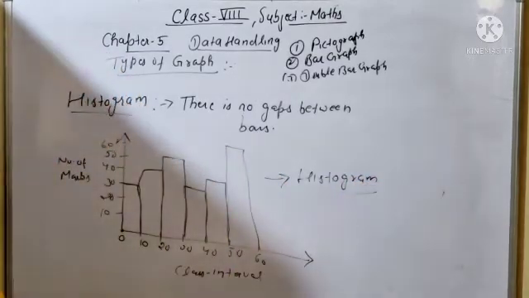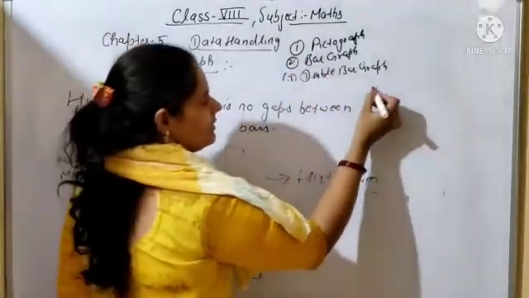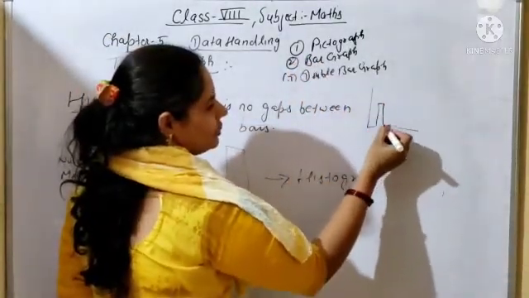Okay, this type of graph is called the histogram. Is it clear, beta? Histogram. So when will you use the histogram? In a histogram there is no gap between bars. There is a gap between bars when you are taking a bar graph or double bar graph. So simply you are using the bars with uniform width.